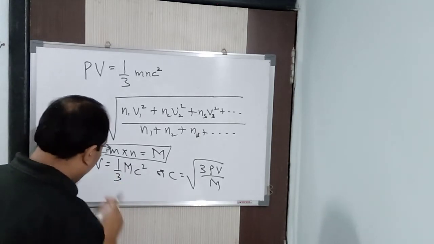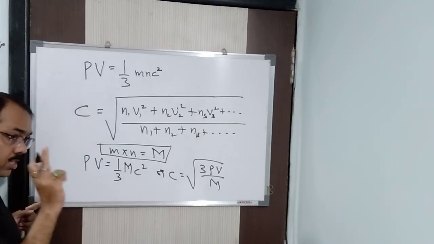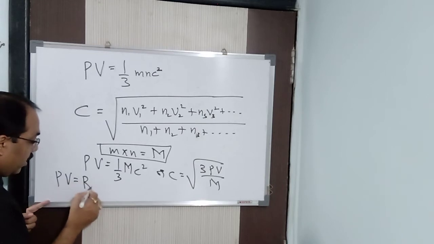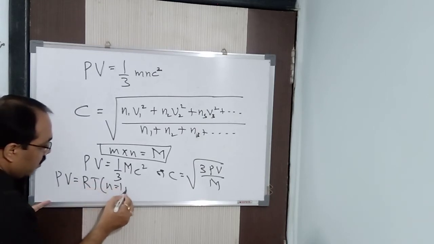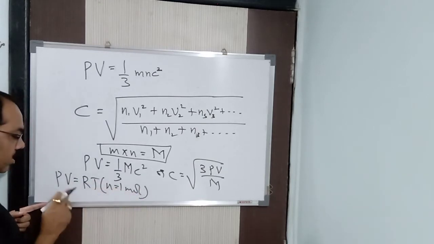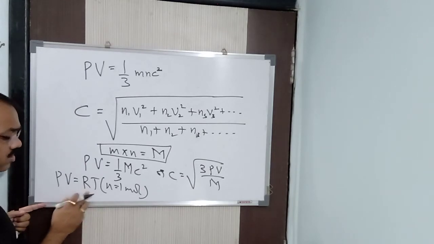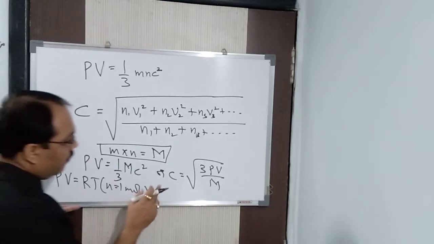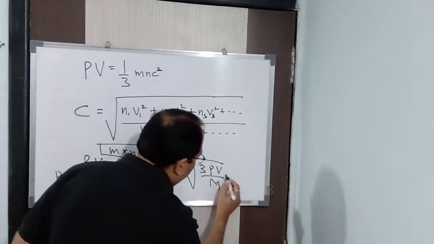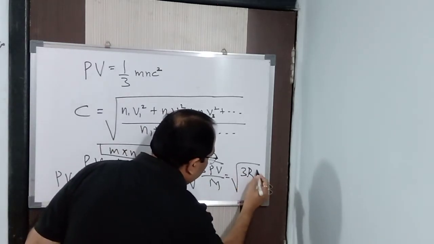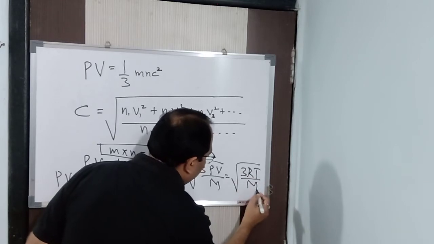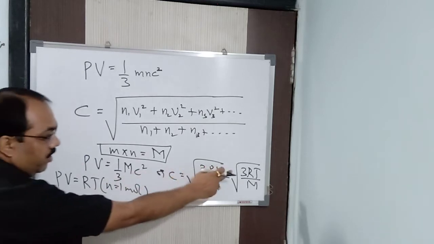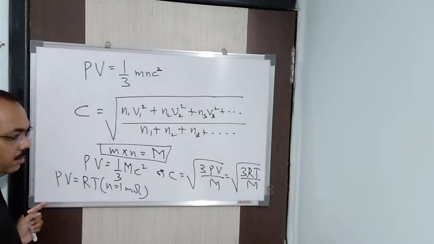Now, for 1 mole, the ideal gas equation is PV is equal to RT, when n is equal to 1 mole. Because the ideal gas equation is PV is equal to nRT. Now when n is equal to 1, PV is equal to RT. So now instead of PV, I can write C is equal to root over of 3 RT by M. See here, PV is equal to RT, so instead of PV, I put 3 RT by M.